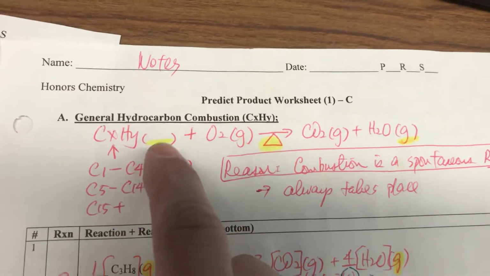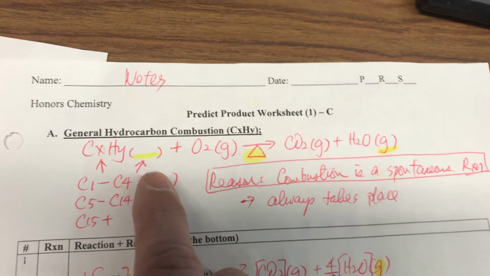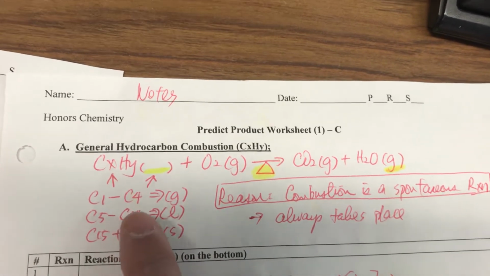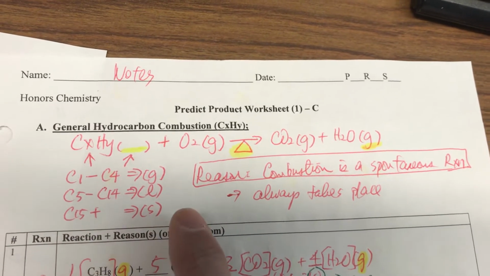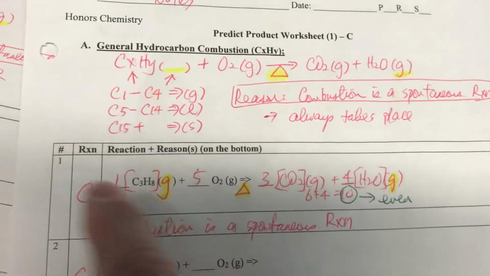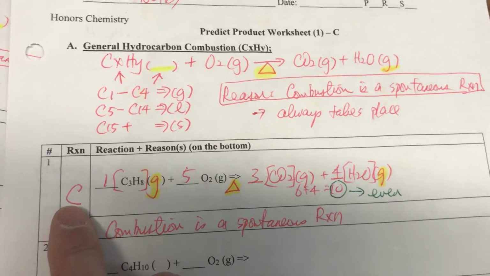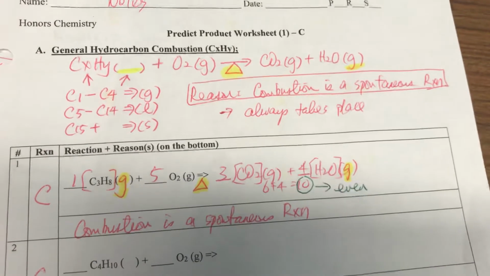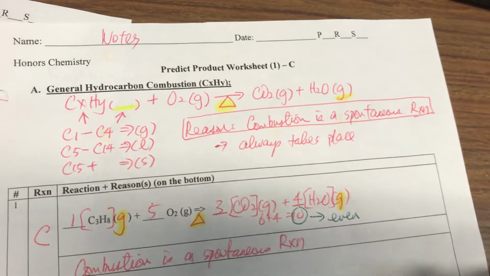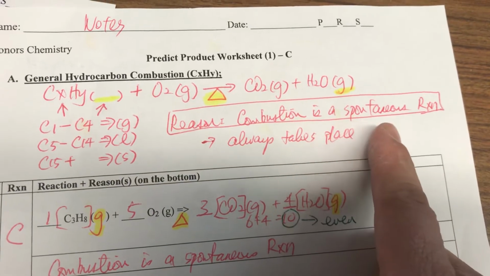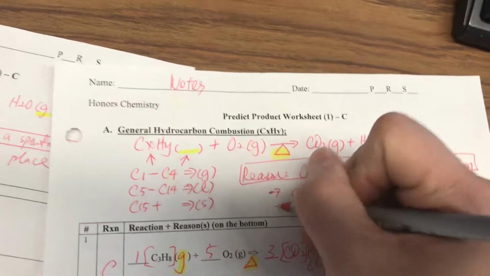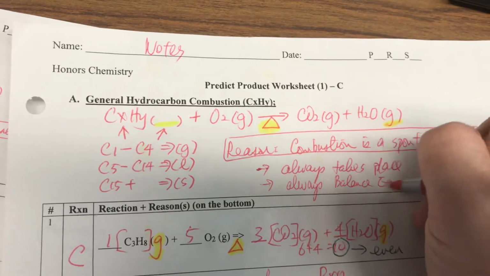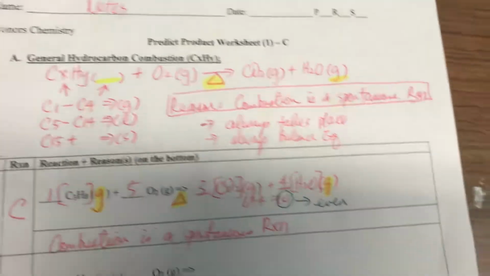Now this CxHy, the state is solid, liquid or gas, depending on the number of the carbon X. C1 through C4 will be gas, C5 to C14 will be liquid, and C15 or more will be solid. Now, in this worksheet, the format is always like that. We have the kind of combustion, and some of the reactions may not take place, but combustion always takes place because it's a spontaneous reaction. So you always balance the equation. It's no doubt, because it always takes place.